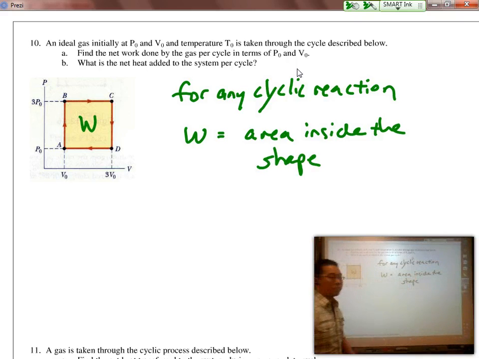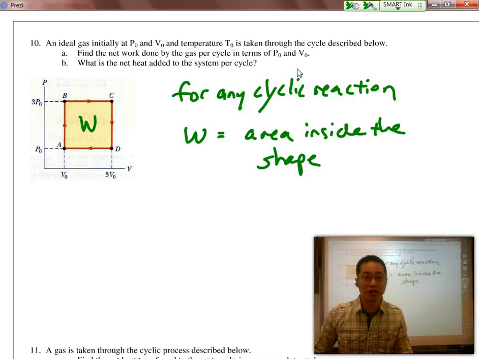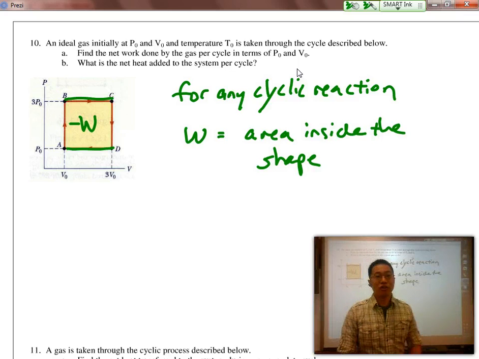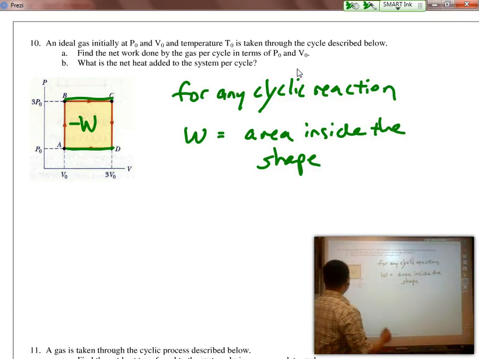If it's an easy shape, then that's obviously how you calculate work. If it's a weird oblong shape, there'll be some other method to calculate it. Overall, because our negative work is greater than our positive work, it's going to be a negative work done inside. So if I want to solve for the net work done by the gas per cycle in terms of PO and VO, that means I just have to solve for the shape of the rectangle.